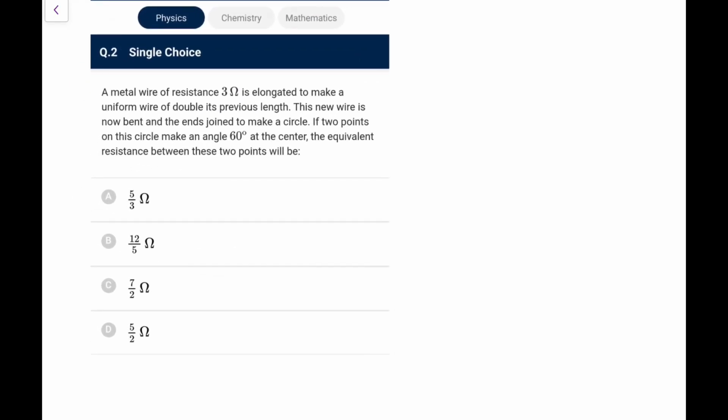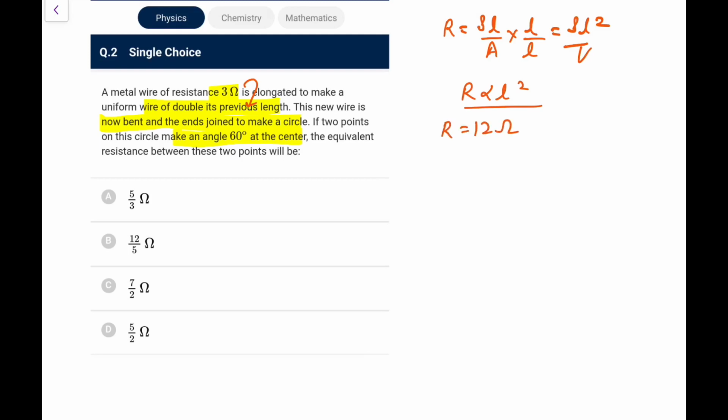Second one, you have a metal wire of 3 ohm resistance elongated to make a uniform wire of double its previous length. The new wire is now bent and joined to make a circle. If 2 points of this circle make an angle 60 degree at the center, the equivalent resistance between the two is. Now first, it is elongated to double its length, so we don't write R equal to rho L by A, we say the volume remains the same. So we do it like this, rho L square upon volume. So R is proportional to L square. So length is double, so resistance will be 4 times. So the new resistance is 12 ohms.